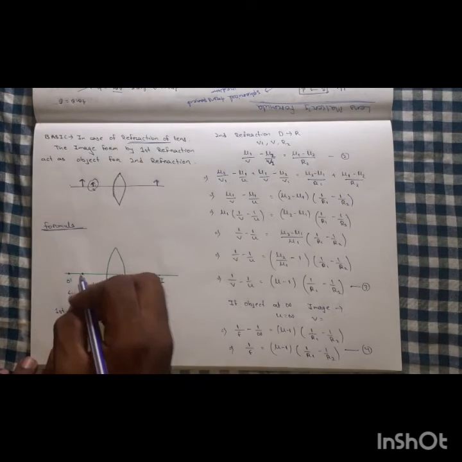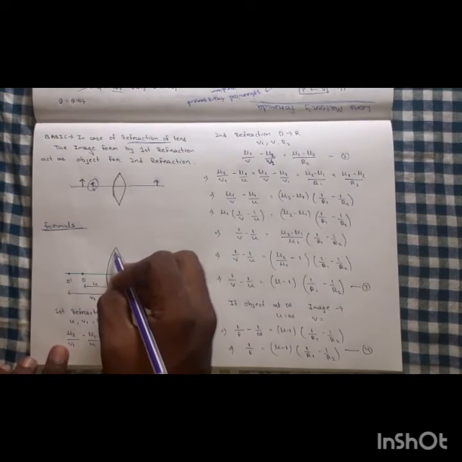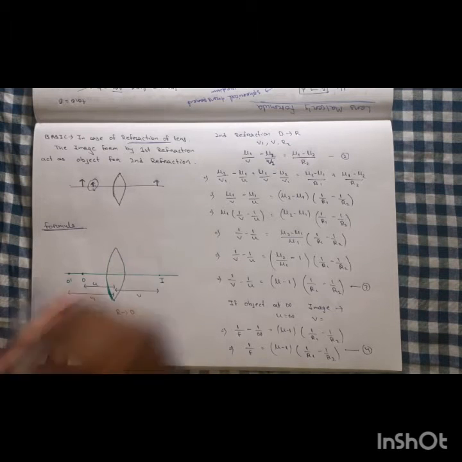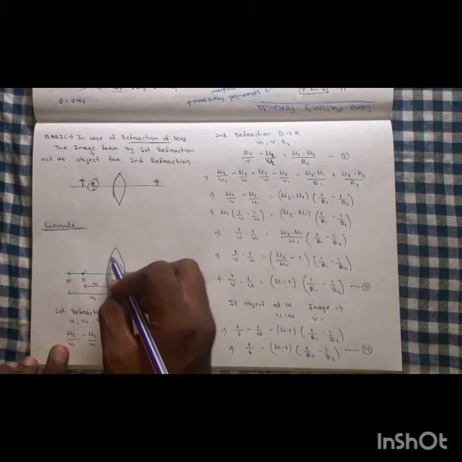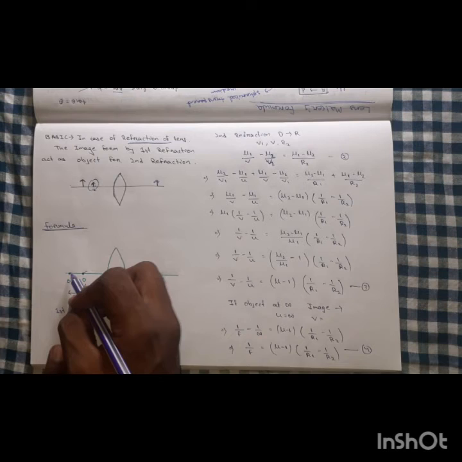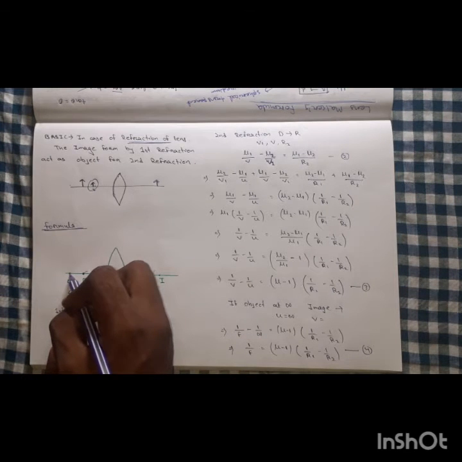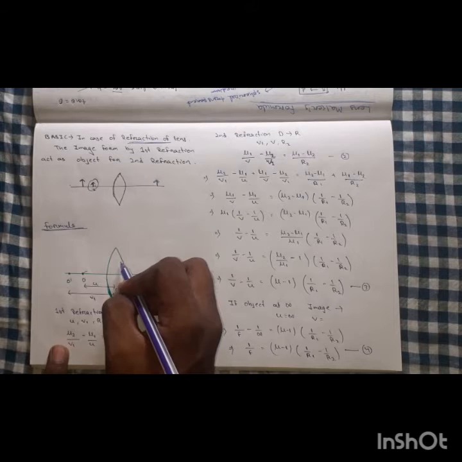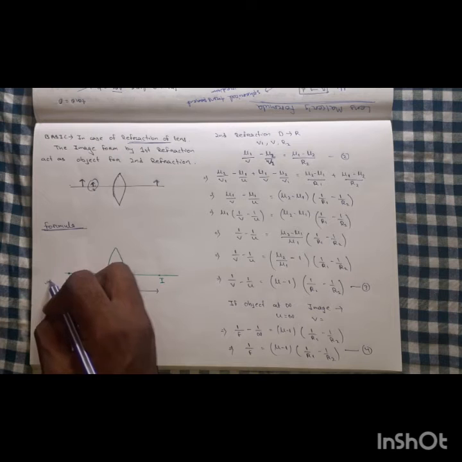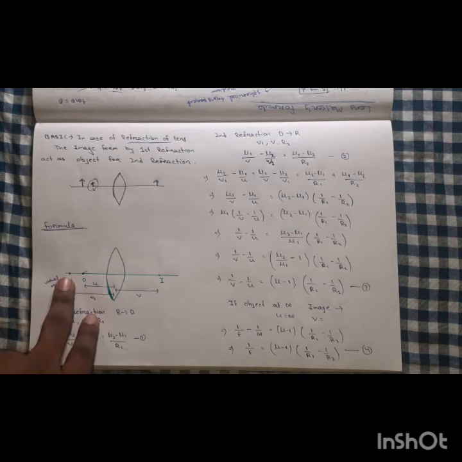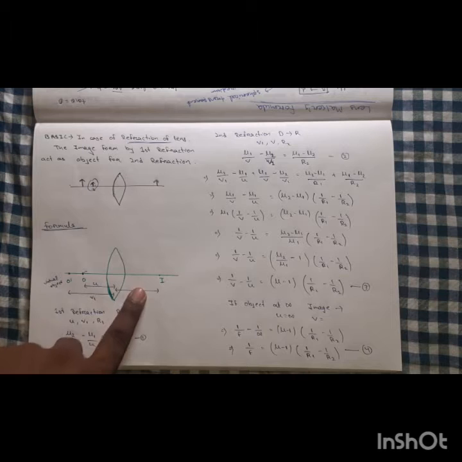Okay, then here is the object, and due to this surface there will be the first refraction. Due to the first refraction, the image will be formed, and this image acts as an object for the second refraction. So it is called a virtual object. Why? This is the image of the first refraction. Still, it acts as an object for the second refraction, and it will give the final image.